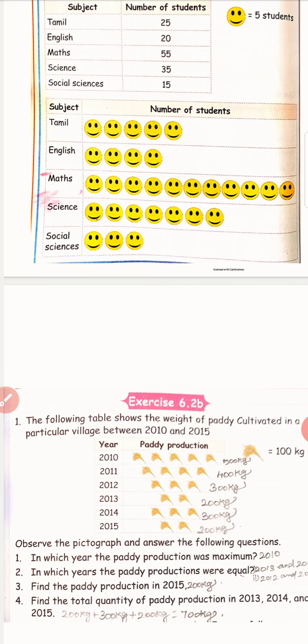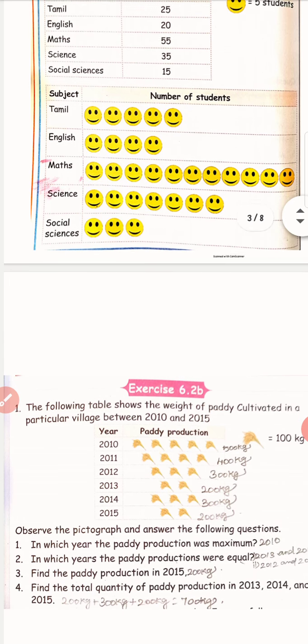Next Maths, 55 students. So how many smiley pictures do we draw? 11. Okay, 11 fives are 55. One smiley picture represents 5. So 5, 10, 15, 20, 25, 30, 35, 40, 45, 50, 55. So how many smiley pictures do we draw? 11.